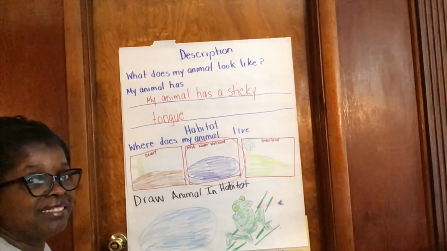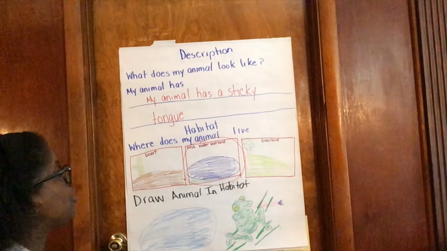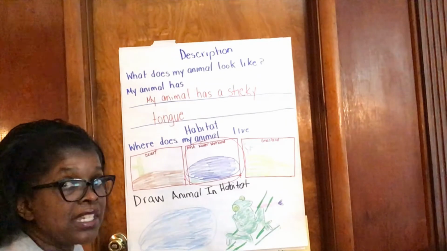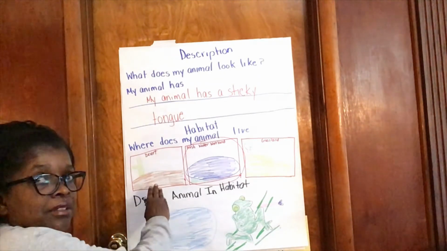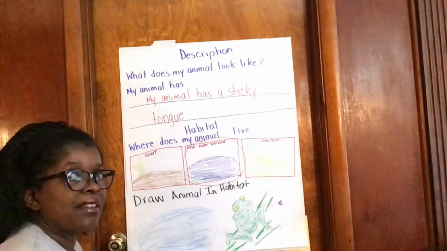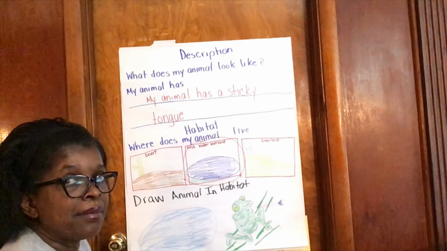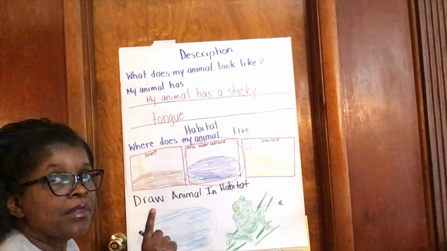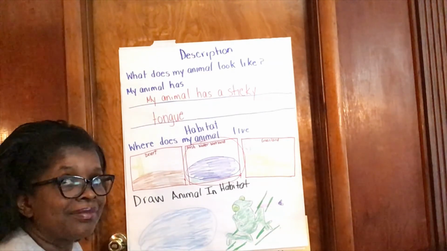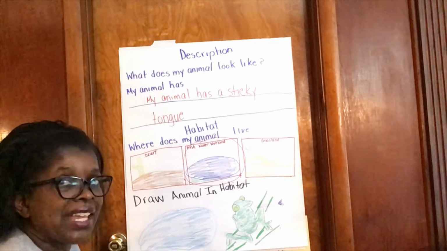Okay? A fly. Then you pick the habitat, which is the freshwater wetland, because amphibians need to be near bodies of water. And we know in the desert, no bodies of water. In the grassland, not very many bodies of water either. So wetland was our answer. And then down here you draw your animal and its habitat.